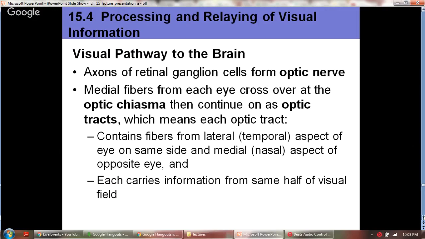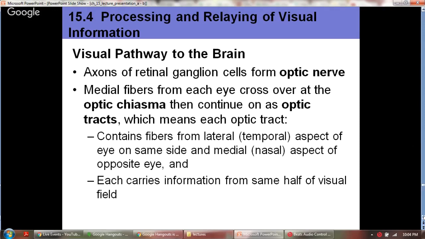After discussing this, the next topic we need to discuss is the processing and relaying of visual information. Here, we have to look at the visual pathway to the brain. Axons of the retinal ganglion cells form the optic nerve. Medial fibers from each eye cross over at the optic chiasma and then continue on as the optic tract.